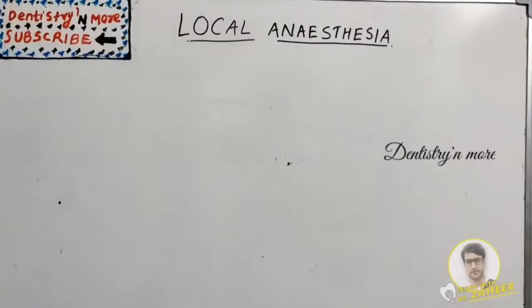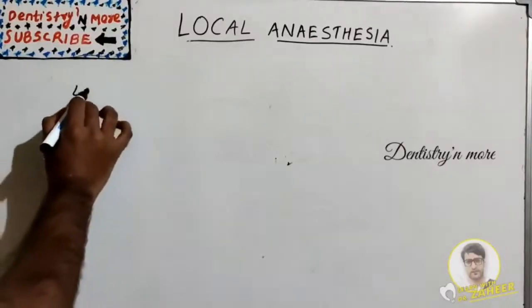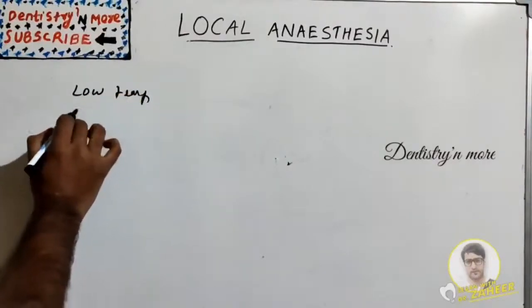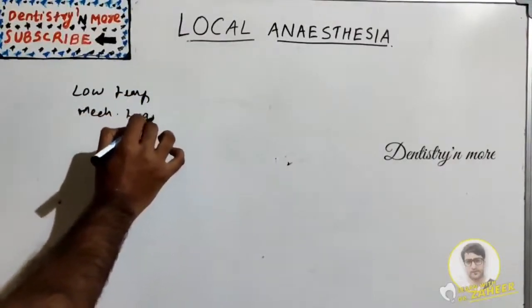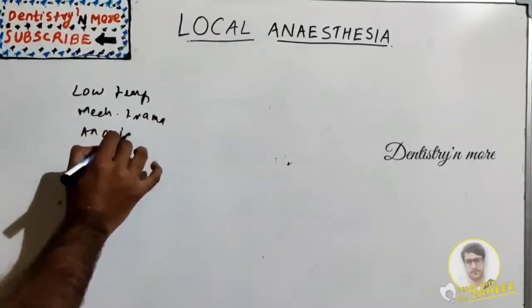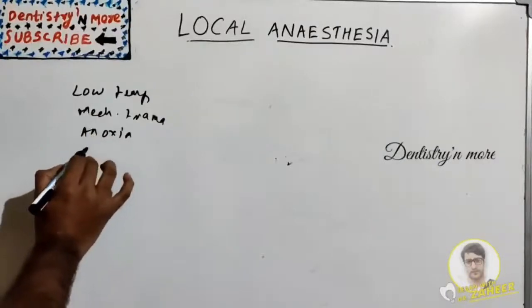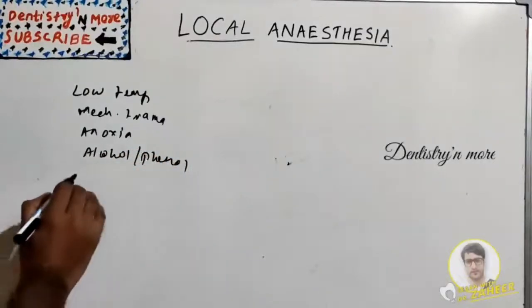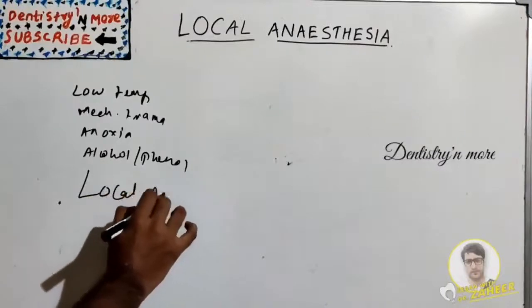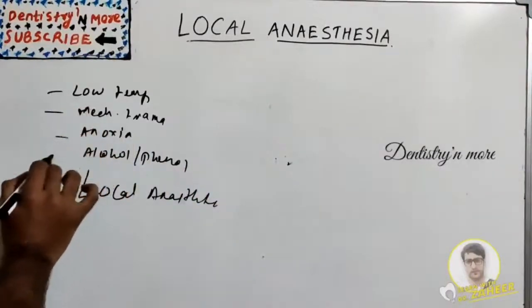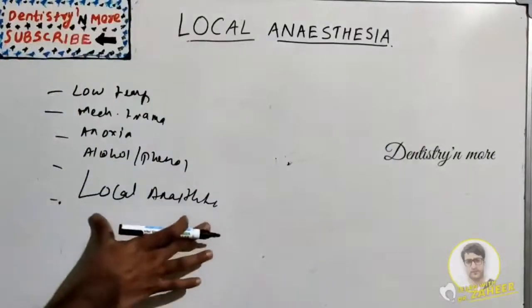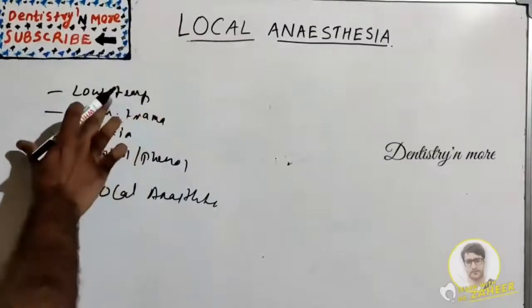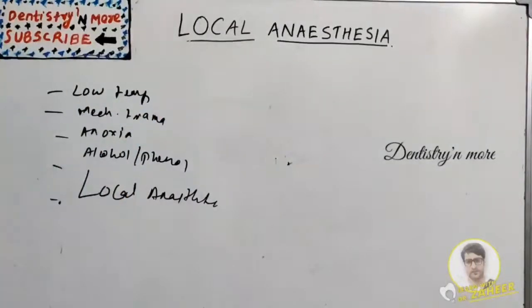So we have lots of methods to produce this local anesthesia, such as low temperature, mechanical trauma, and anoxia, neurolytic agents such as alcohol or phenols, and the chemical agents such as local anesthetics. So these are the other methods for producing local anesthesia. So not just local anesthetics do anesthesia. We have low temperature, mechanical trauma, anoxia, neurolytic agents such as alcohol and phenols. So all can produce the effect of local anesthesia.